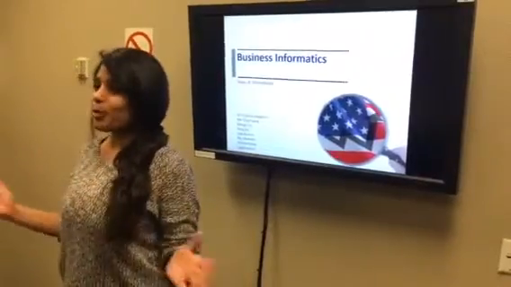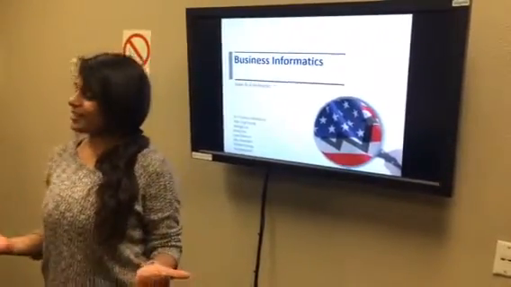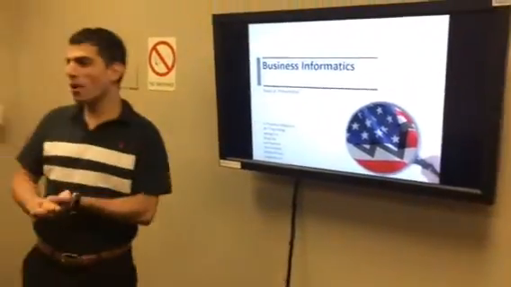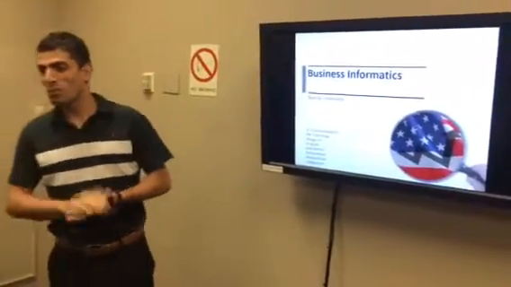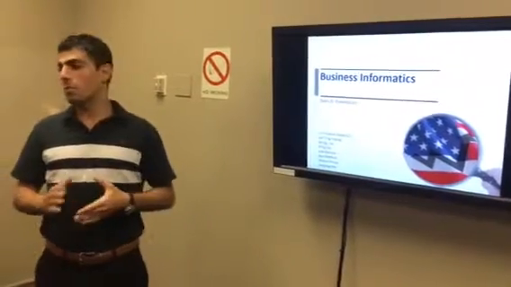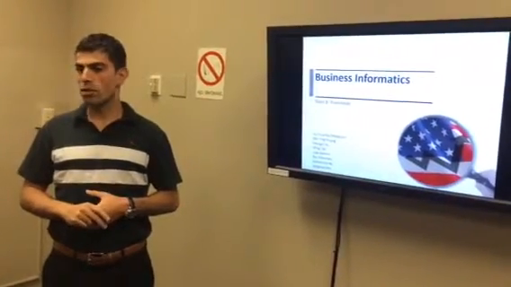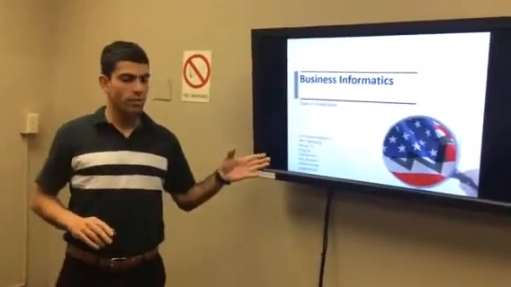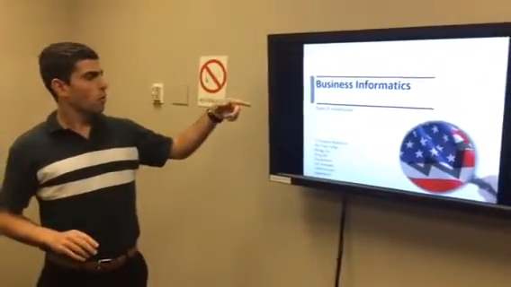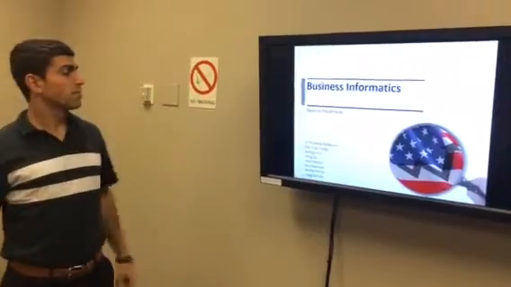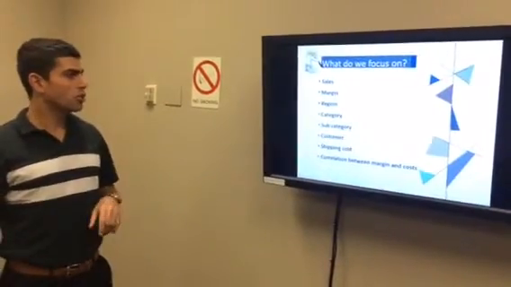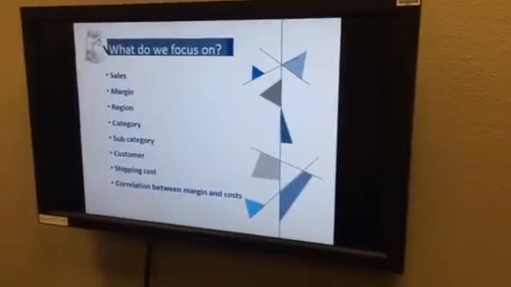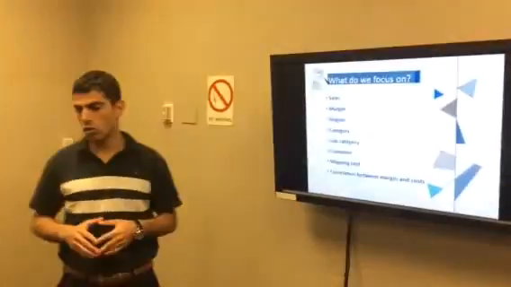And here comes Preethikids with the Superstore data story. So we chose our database, which is Superstore. What we're going to focus on today is sales, margin, region, category, subcategory, customer, shipping costs, and finally the correlation between margin and cost.